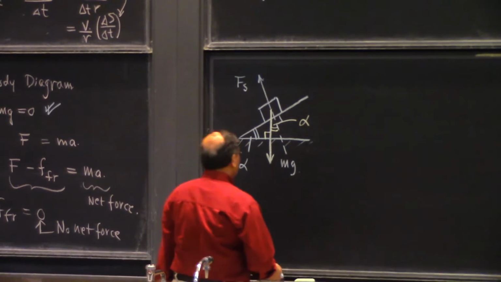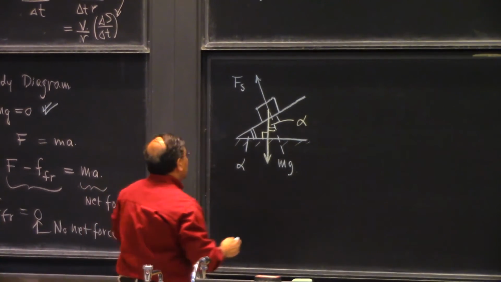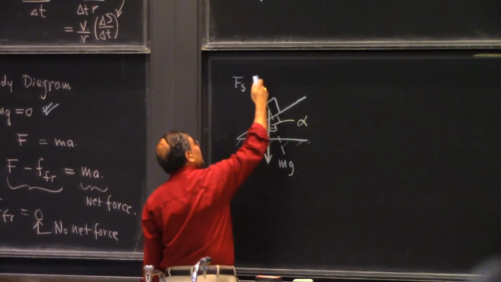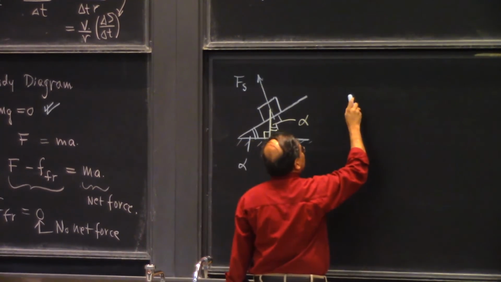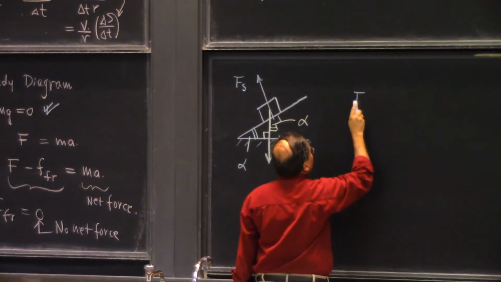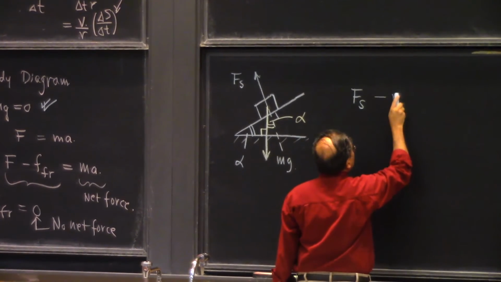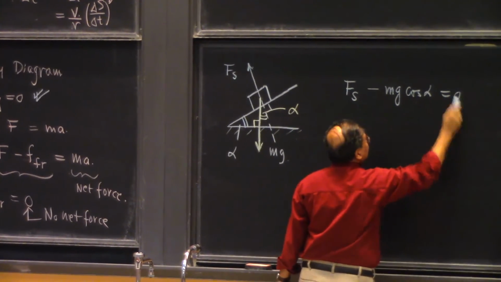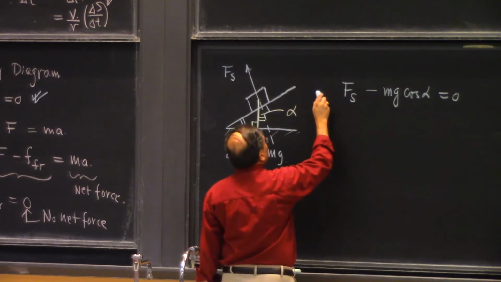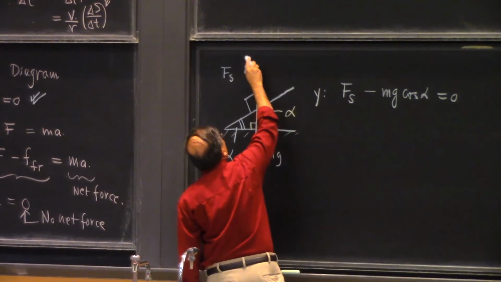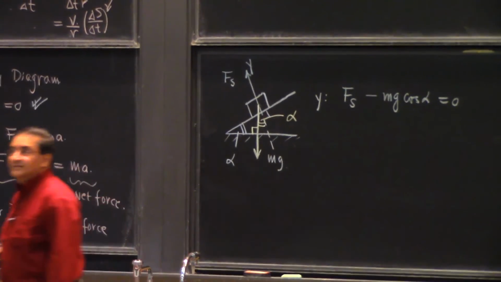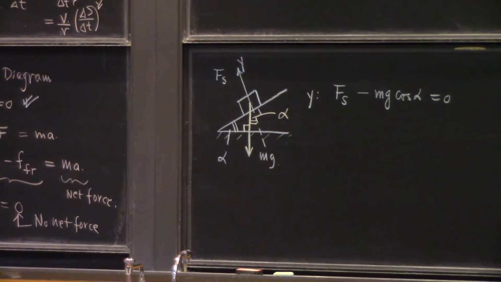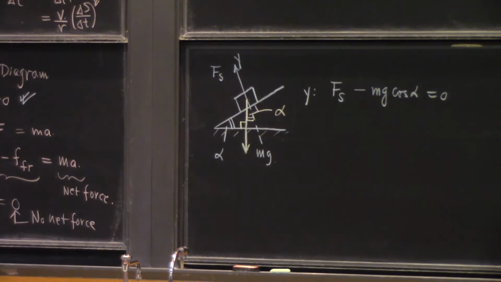Why is this important? I'll tell you why. Because you can now write an equation along this line: Fs upward minus mg cosine of alpha must be 0. So that now becomes your new y equation, and this becomes your new y-axis. This is why I was telling you we can change our axes any way we want for our own convenience.